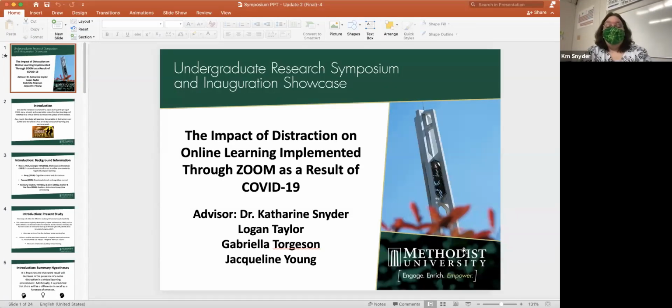Okay, our last presentation for the day is called The Impact of Distraction on Online Learning Implemented Through Zoom as a Result of COVID-19. Our researchers are Logan Taylor, Gabriella Torgeson, and Jacqueline Young.